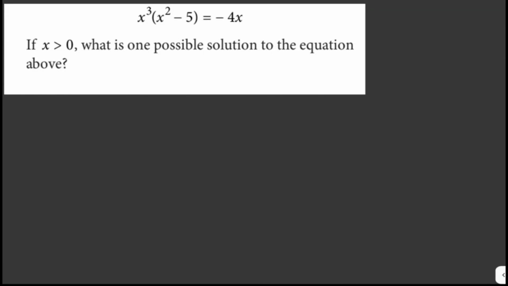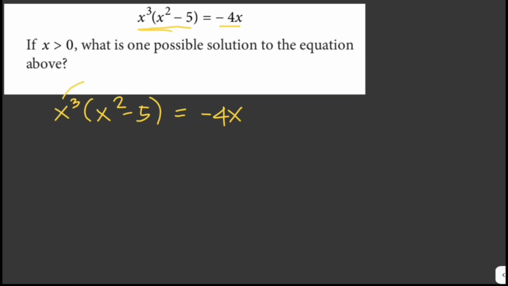Solve this problem here. If x is greater than 0, what is one possible solution to the equation above? So our equation here is x cubed times (x squared minus 5) equals negative 4x. The first thing we do is simplify this given equation and rewrite it: x cubed times (x squared minus 5) equals negative 4x.